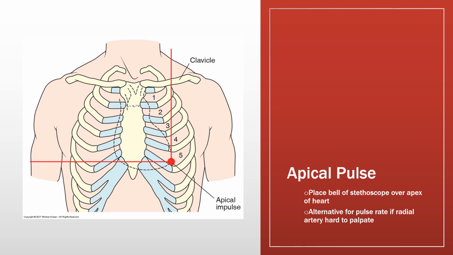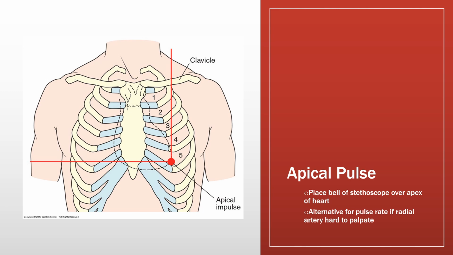We have the apical pulse. Now the apical pulse is probably the most accurate method of determining a heart rate. This one you're going to actually listen with a stethoscope, and you're going to go over the apex of the heart. Now remember, your heart sits in the center of your chest with the apex, or the tip of the point, over towards your left side.